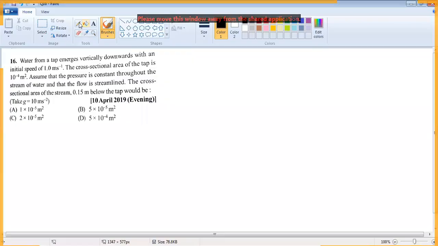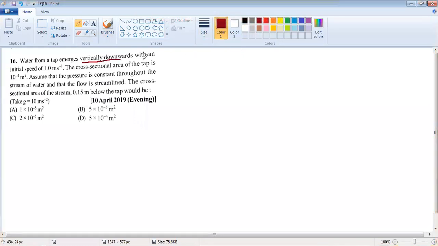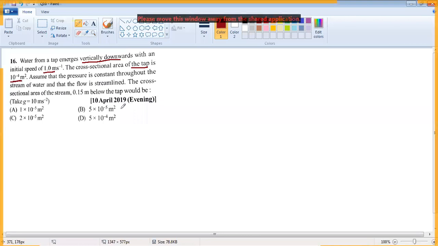Water from a tap emerges vertically downwards with an initial speed of 10 meters per second. The cross-sectional area of the tap is 10 power minus 4 meters square. Assume that the pressure is constant throughout the stream.